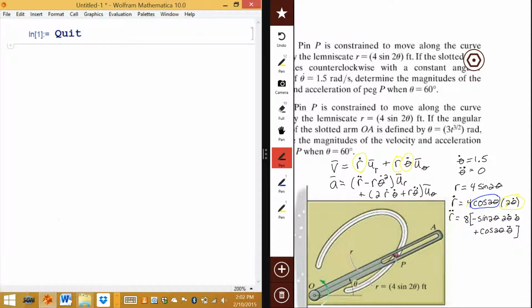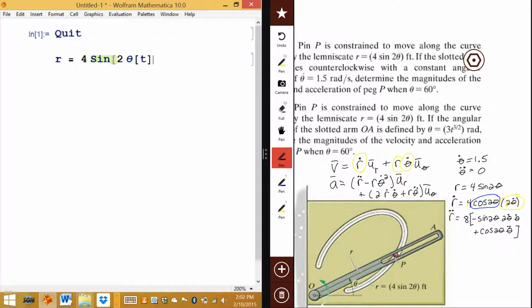Okay, here I have Mathematica up with my customary quit, and I'm going to use Mathematica. As a matter of fact, I'll show you how to take a derivative with Mathematica as well as just using it as a calculator. So again, what I want to do is find r, and I'm going to use one equal sign. So I'm going to define r as 4 times the sine. The sine is built into Mathematica, you have to use a capital S. 2 times theta.